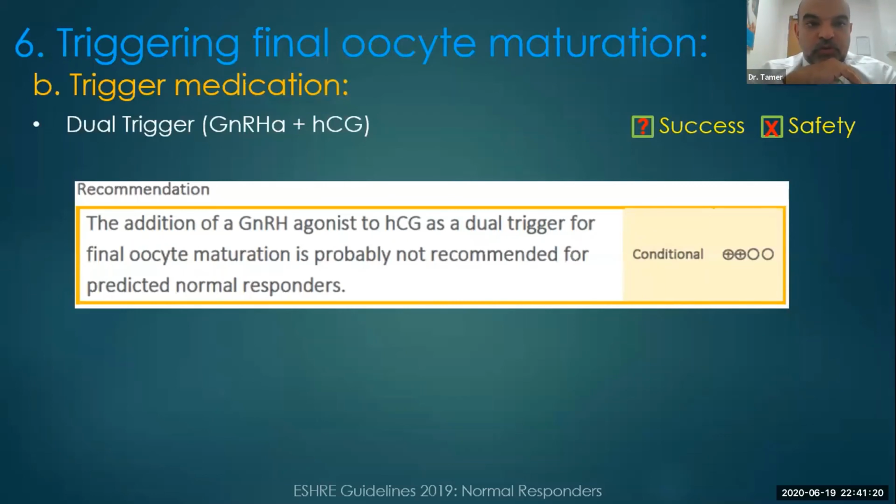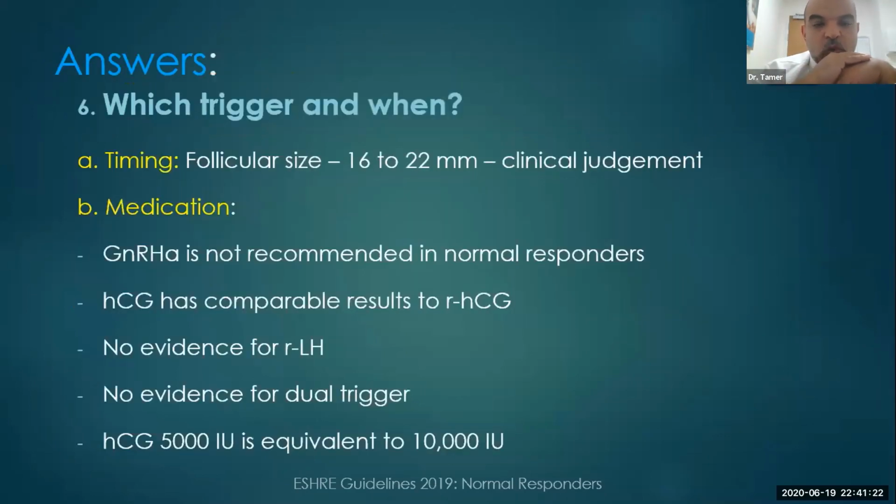So the answer to the trigger question would be yes, time your trigger based on your ultrasound scan and your follicular size, anything between 16 to 22 millimeters, depending on your clinical judgment of the case and your clinical experience and your own center. Regarding the medication, agonist is not recommended in normal responders as a trigger medication. Just HCG, urinary is comparable with recombinant. You don't have to go to recombinant.